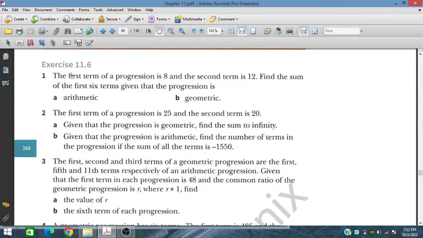Today we are starting exercise 11.6 from the additional mathematics subject. The first problem is: the first term of a progression is 8 and the second term is 12. Find the sum of the first 6 terms given that the progression is arithmetic. In case of B, if the progression is assumed as geometric. So we have been given the first term and second term, and we have to find the sum of the first 6 terms of the progression. So we will solve it.